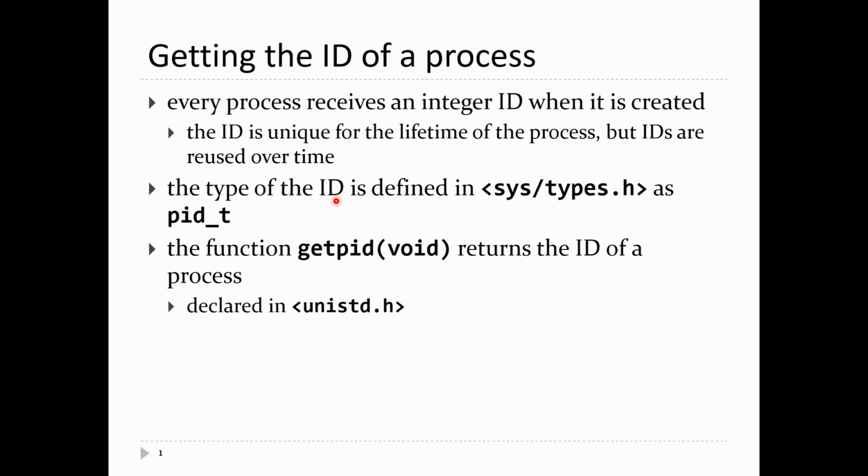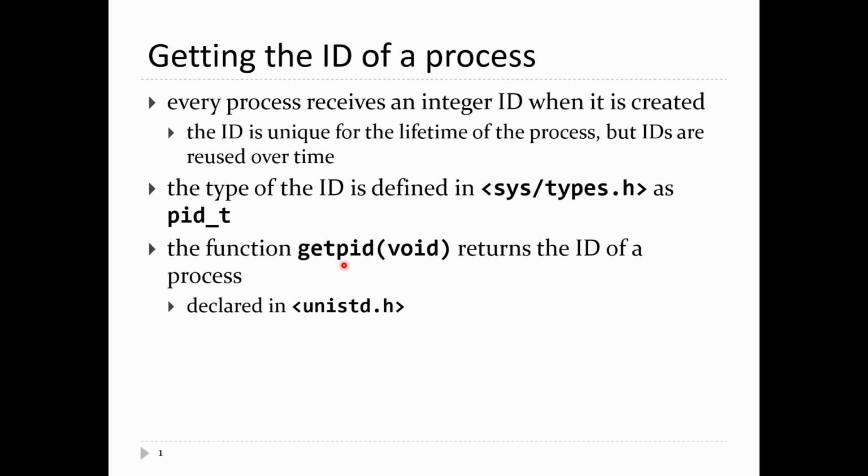So the type of the ID is stored as a typedef, which appears in sys/types. That's not a standard C library header; it's one of the standard Unix system headers. In that header file there's a bunch of types related to system types, just a bunch of typedefs. pid_t is one of them. That's the type of the ID. It turns out it's just an int on my computer.